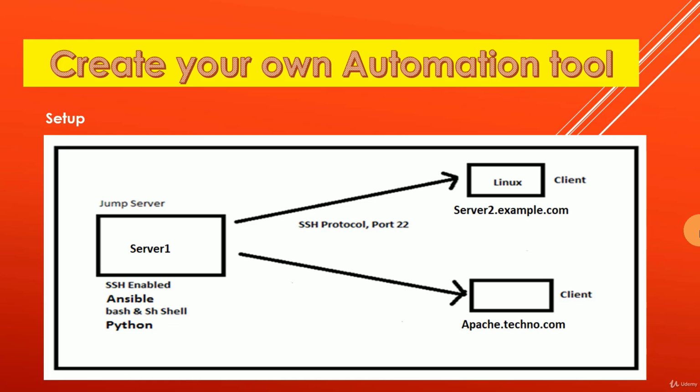And we have two client machines, that is server2.example.com and another one is apache.techno.com. So for this course module, I have taken 3 servers for designing this automation tool. One would be my jump server, that is server 1, and the other 2 would be my clients. And all servers are based on Linux.